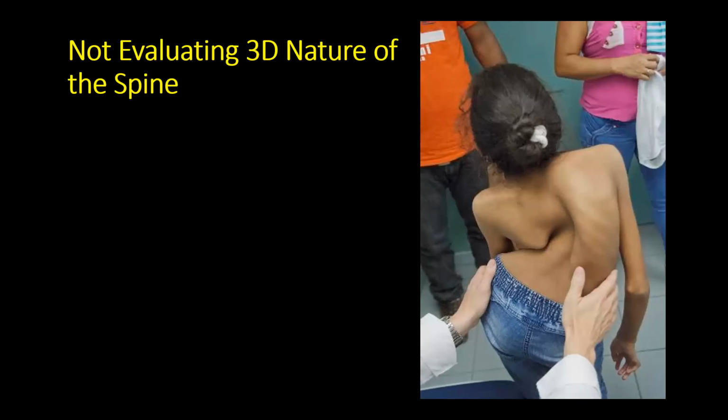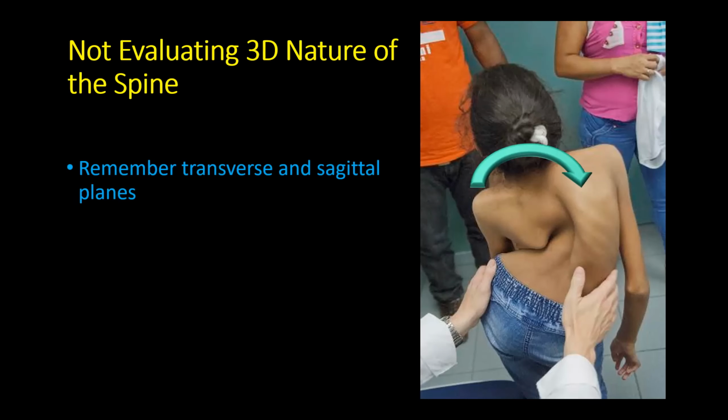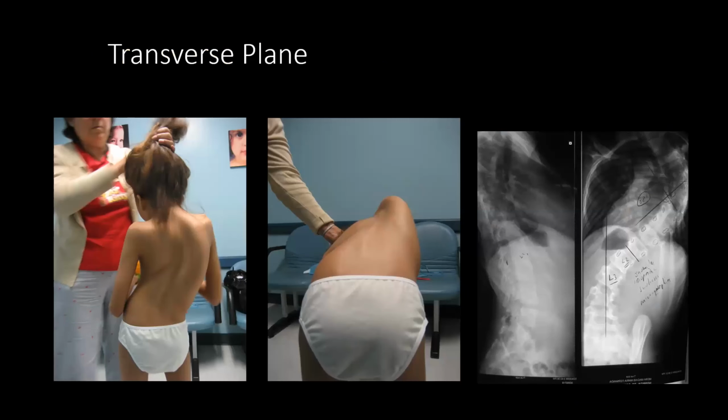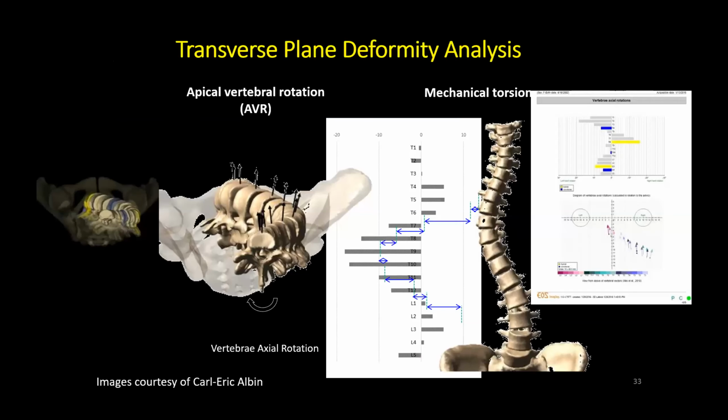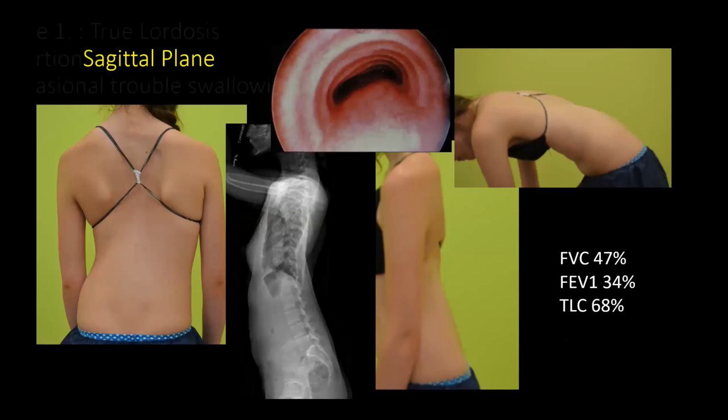Not evaluating the 3D nature of the spine. So remember the transverse and sagittal planes. This transverse plane is important. This is the sagittal plane. So here's when you bend forward, you can see how extreme the transverse plane is. And we have advanced imaging now with EOS and other techniques to look at the transverse plane more carefully. But in terms of the sagittal plane, it's really your clinical evaluation to look at the actual patient's clinical observation. When they bend forward, do they still look flat?